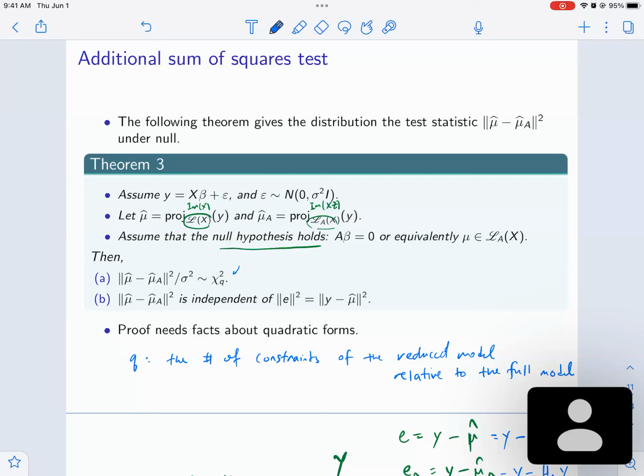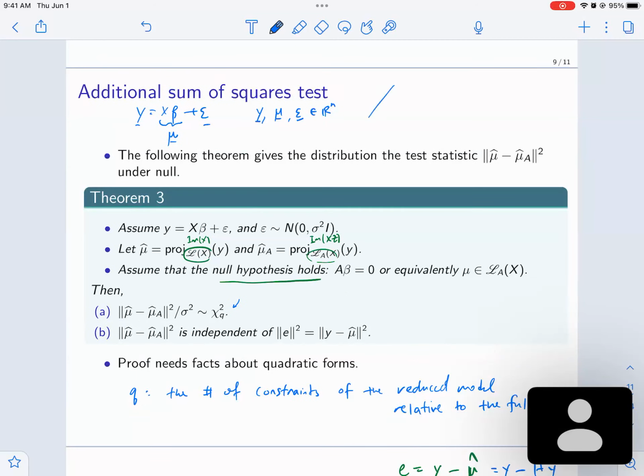The reason why it's important is, if you recall, we have Y equal to X beta plus epsilon. I used to call X beta mu. That's the mean vector. So these are in R^n. Everything is in R^n. So Y, mu, and epsilon are in R^n. If I have a model like that, mu I know is in the image of X, because it's like X beta.